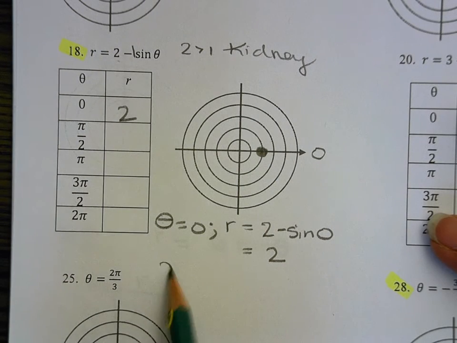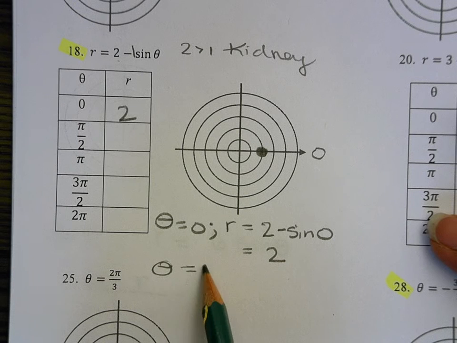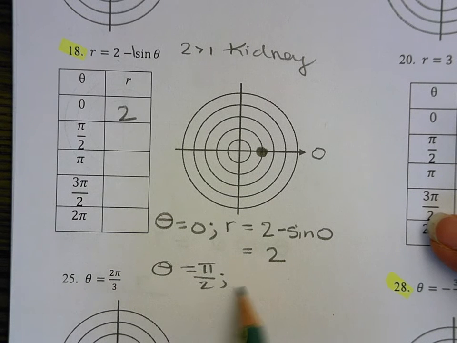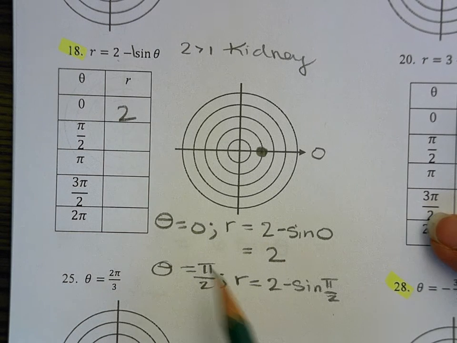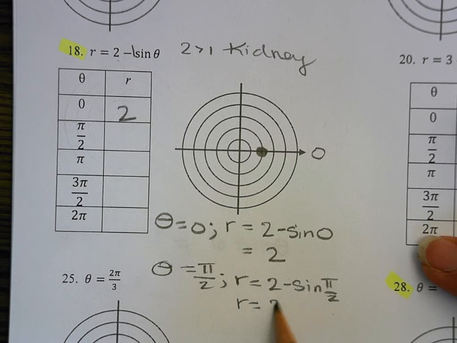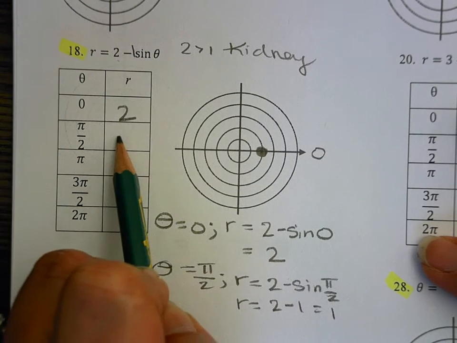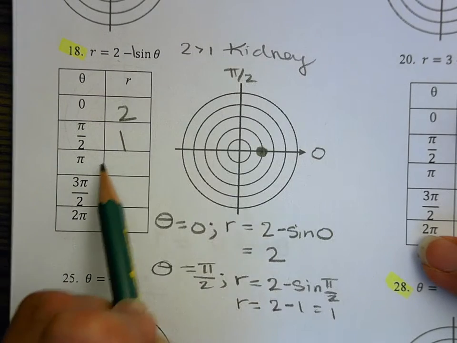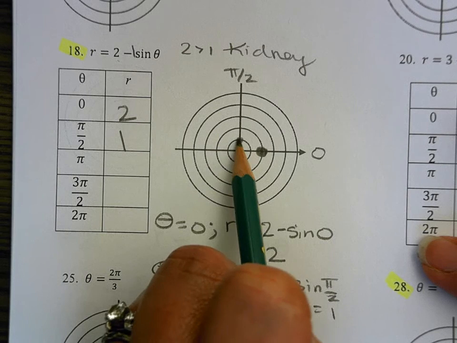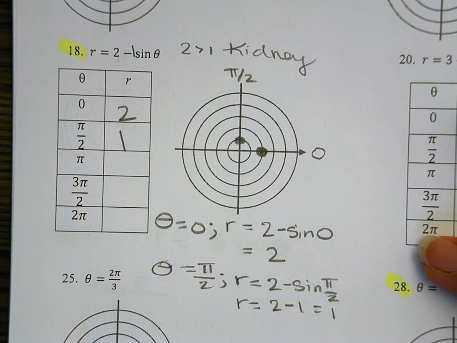Okay. And then now I'm going to go ahead and evaluate at pi over 2. So I would have r is equal to 2 minus sine of pi over 2. And then I know that the sine of pi over 2 is 1, so 2 minus 1 is 1. So when theta is pi over 2, r is equal to 1. So pi over 2 is here. And then I have a radius of 1, so I'm going to go up 1 value, so right there.